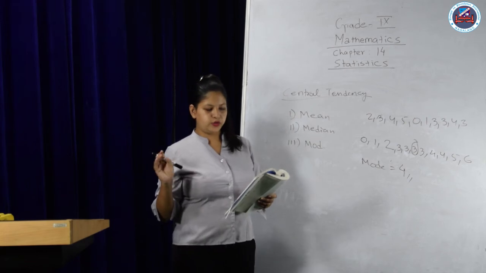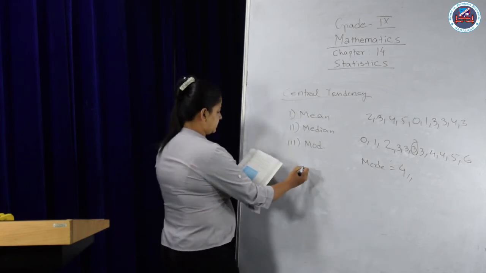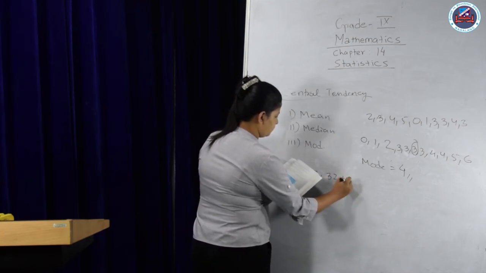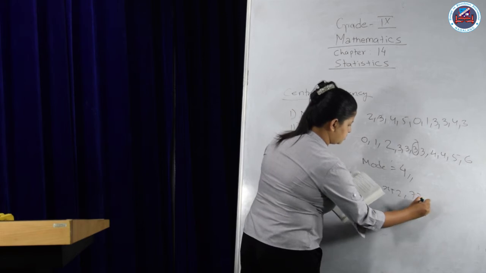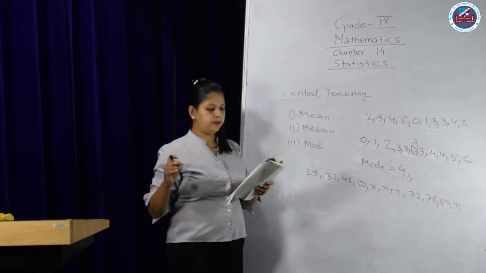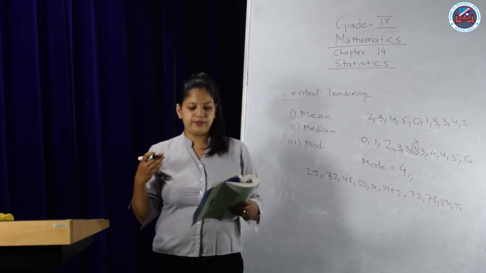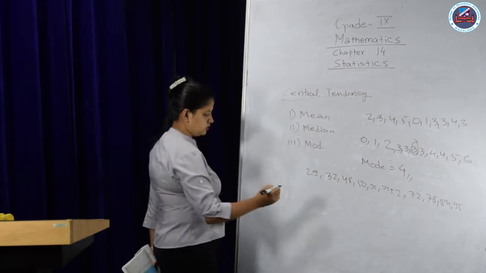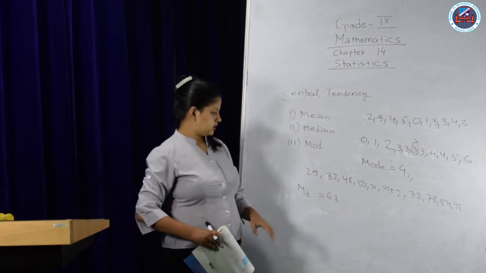Second one also you can do, mean, median, mode, find it. Third one, data, it's given like this: 29, 32, 48, 50, x plus 2, 72, 78, 84 and 95. And it is said, in the following observation, it is arranged in ascending order. If median of the data is 63, then find x. Median is given out here now. Median is 63. Now check it.